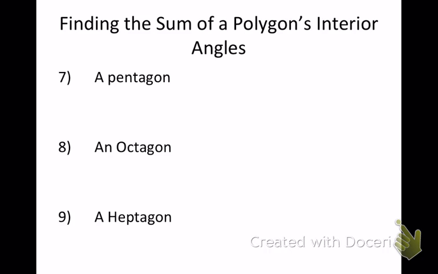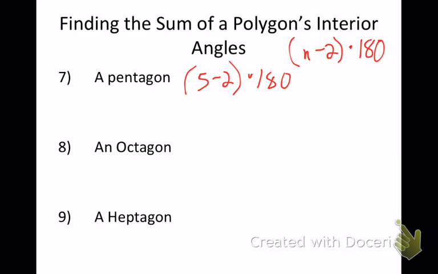Number 7. I want to find the sum of a polygon's interior angles. Okay? So I'm going to take n minus 2 times 180. A pentagon has how many sides, Luis? 5. So I'm going to say 5 minus 2 times 180. 5 minus 2 is 3. 3 times 180 gets me the sum of the angles is 540 degrees. So 5 minus 2. Good job. 3. That's the answer right there.